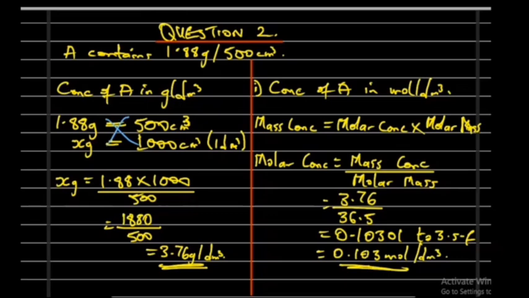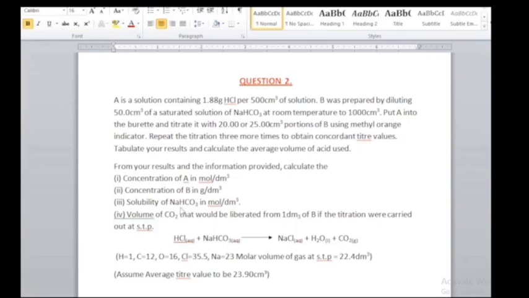Without wasting our time, we move to the next question. The next question is asking us to calculate the concentration of B in grams per dm³. So since we have all of this, let me put them up here. We have our CA, which we just calculated, and we said it is 0.103 moles per dm³. We do not have our CB. That is what we want to calculate.